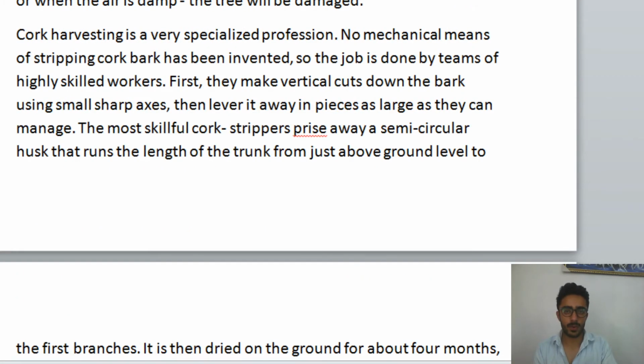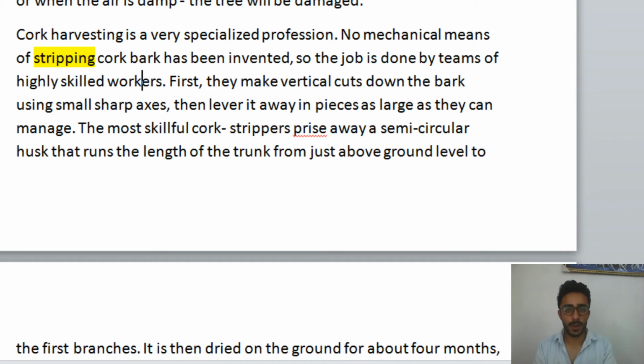Okay, so "no mechanical means" of stripping. We got the keyword here. Always highlight your words. Always use a pen or pencil to mark the word so that you don't need to go back again and again to it. And do not unnecessarily underline any keyword which is not even required.